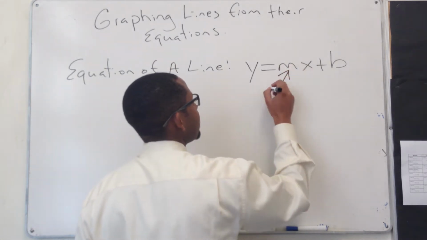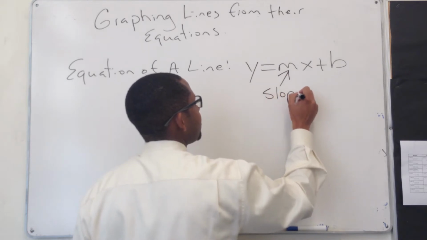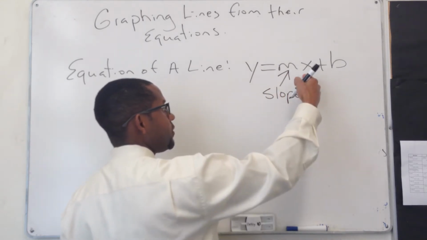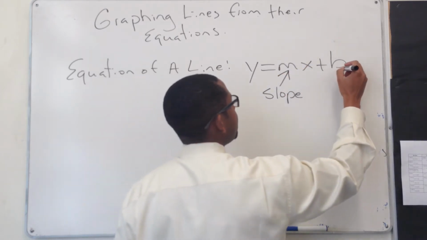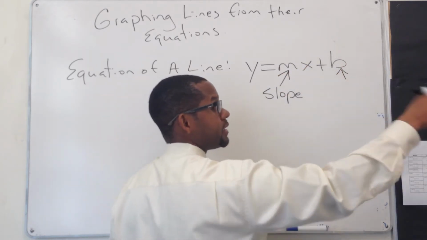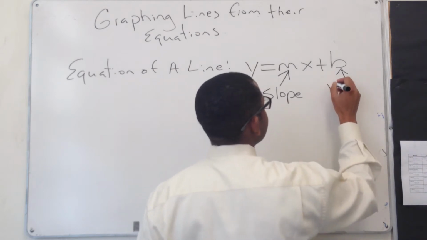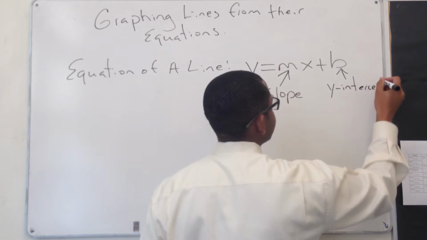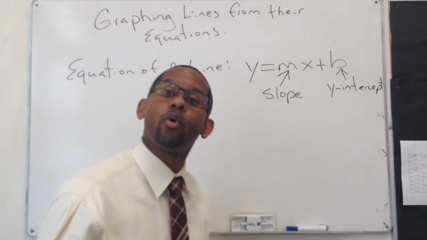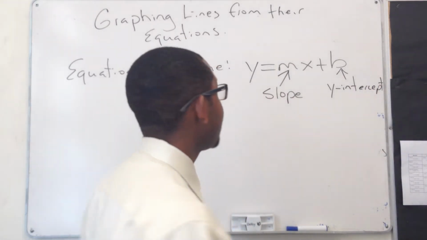M, in this situation, stands for the slope of your line. So whatever number is in front of x, that's the slope of your line. B, whatever the last number is in the equation, is your y-intercept. Okay? Those are the two important pieces that you need to know for a line.